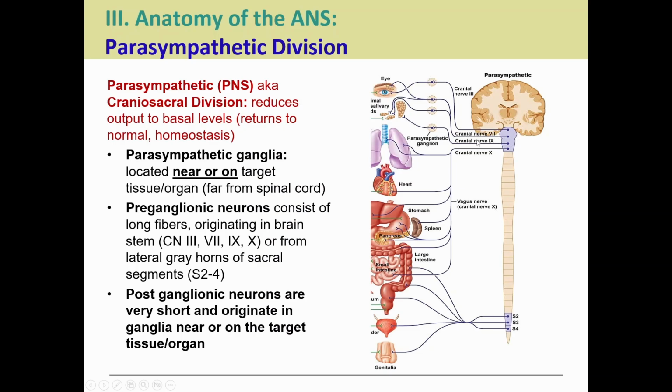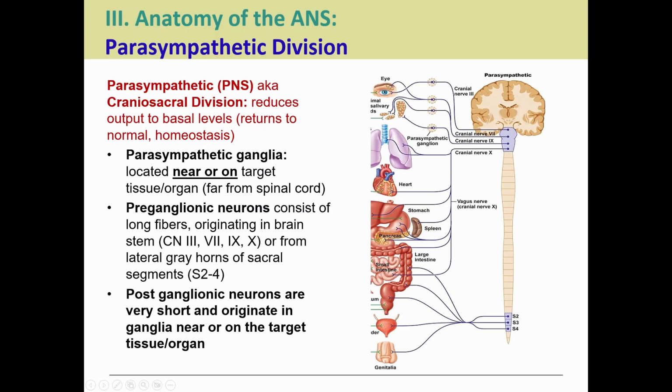And we see that these fibers are really long, and then they're not going to innervate the organs until we get to a ganglion that's really close. So here it branches off. Here's our ganglion. It's closer to the salivary glands, closer to the eye, the lacrimal glands, whatever. So the postganglionic neurons are short. They don't have a long distance to go from the ganglion to the effector.